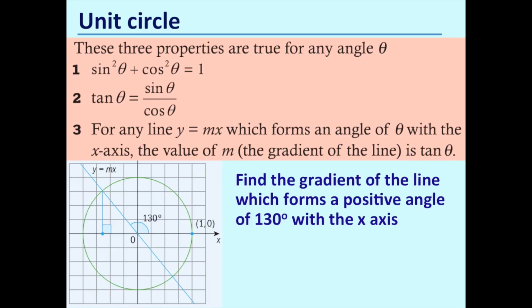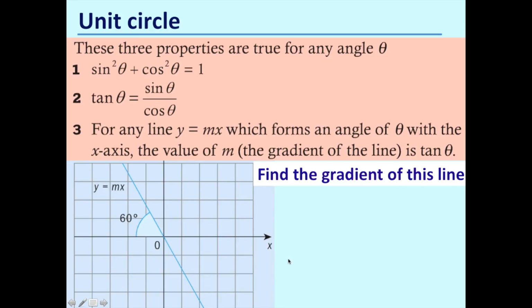A couple of quick examples here, and then we'll look at some more examples in detail in the next session. Find the gradient of the line which forms a positive angle of 130 degrees with the x-axis. So the gradient here is just going to be sine theta over cos theta. So we can calculate that. Well, here we can use a calculator to give us negative 1.19. If we're asked for exact values here, we can't find out what 130 degrees is easily. So that's why we're going to be using the calculator.